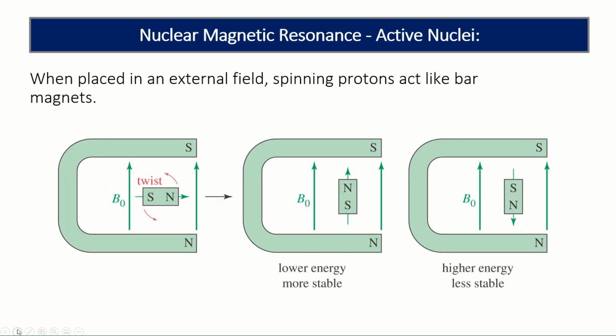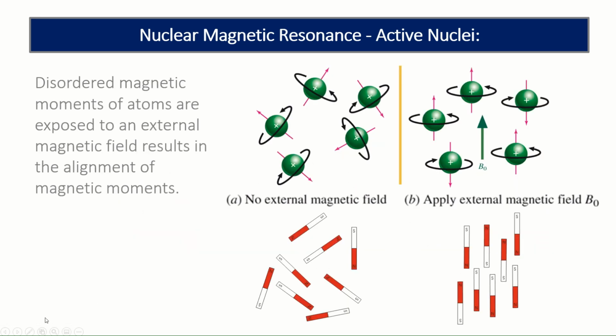You can think of the nucleus itself, the paramagnetic nucleus, as a bar magnet, and so if we apply an external magnetic field, then we can align to give a low energy situation, or align with polar opposite to give a high energy situation, which is less stable. So herein, for example, you can see exactly what's going on.